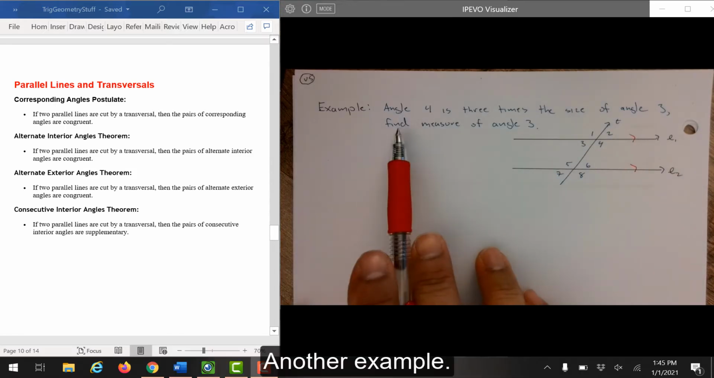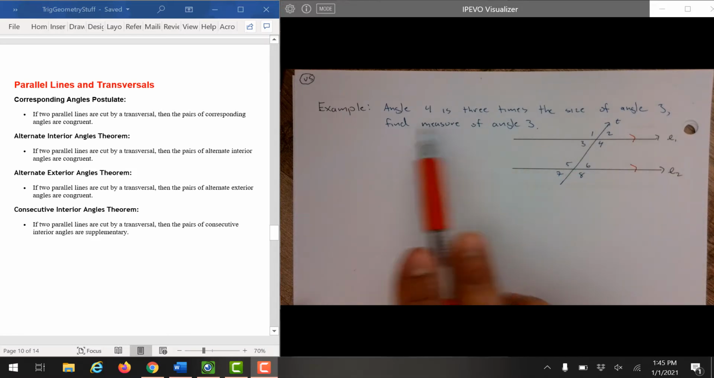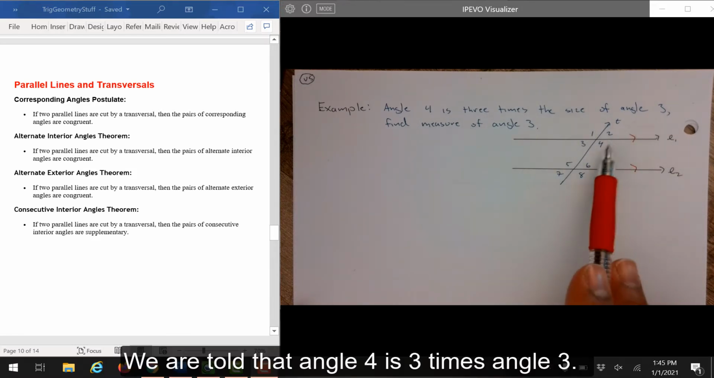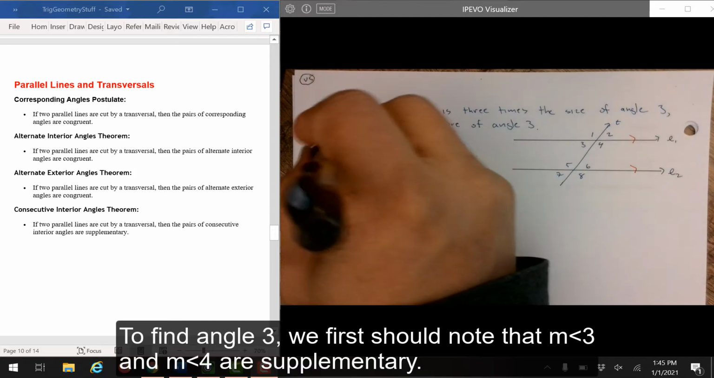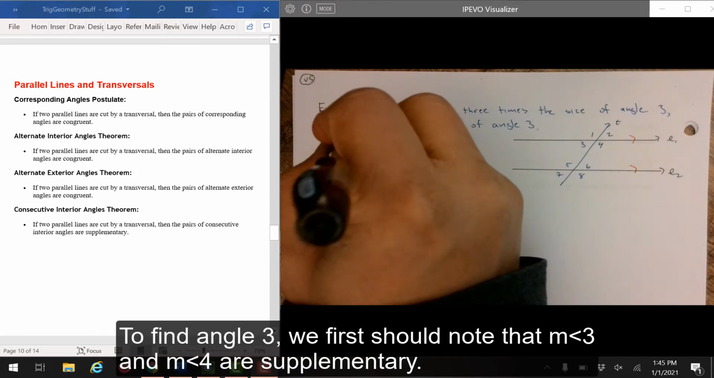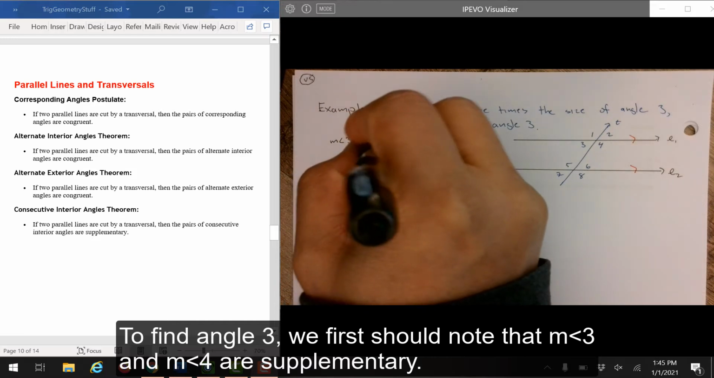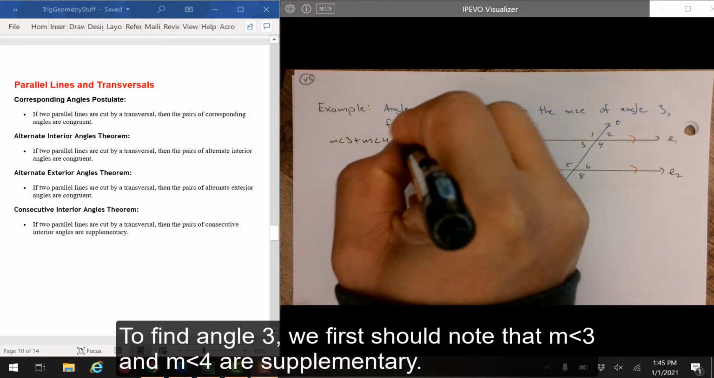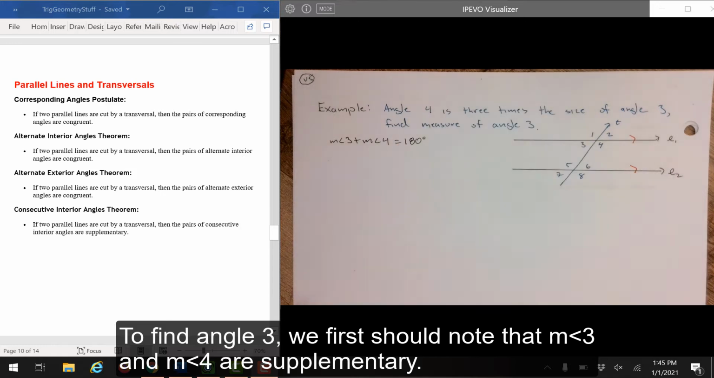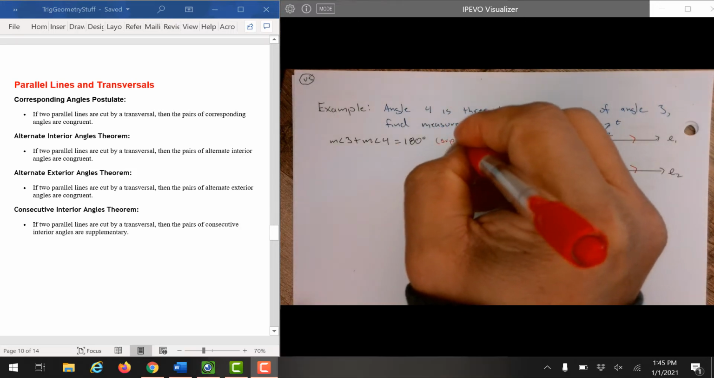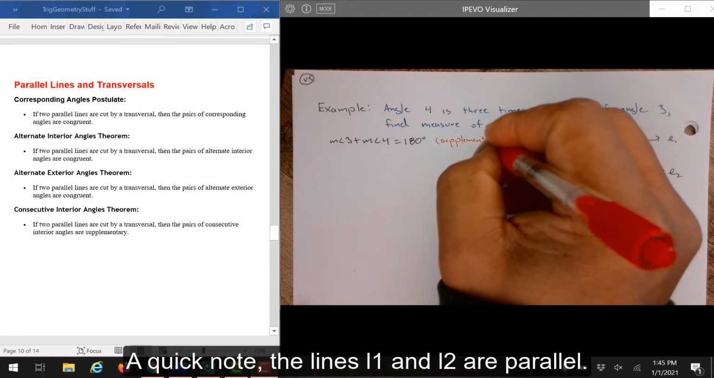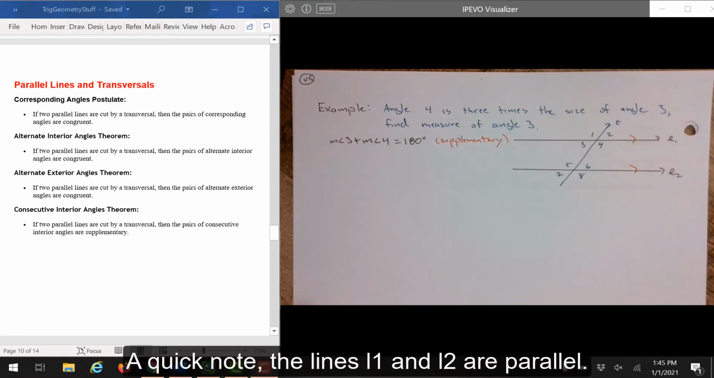Another example. We are told that angle 4 is 3 times angle 3. To find angle 3, we first should note that the measure of angle 3 and the measure of angle 4 are supplementary. A quick note, the lines L1 and L2 are parallel.